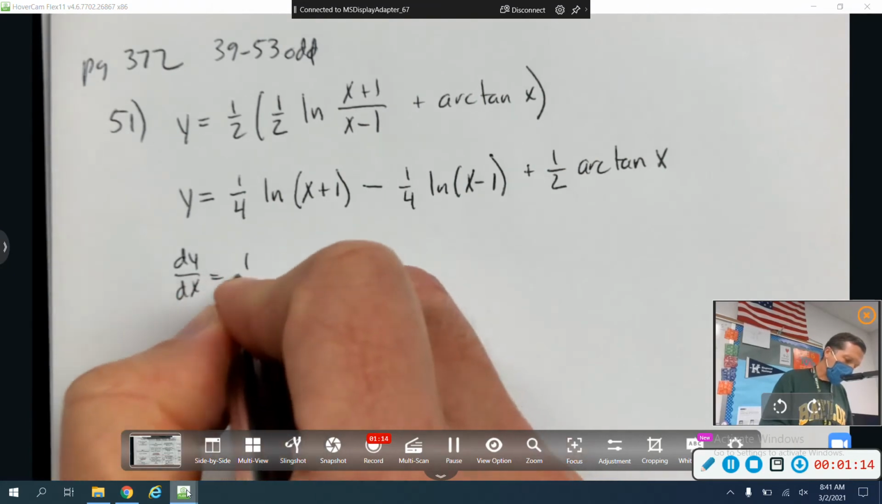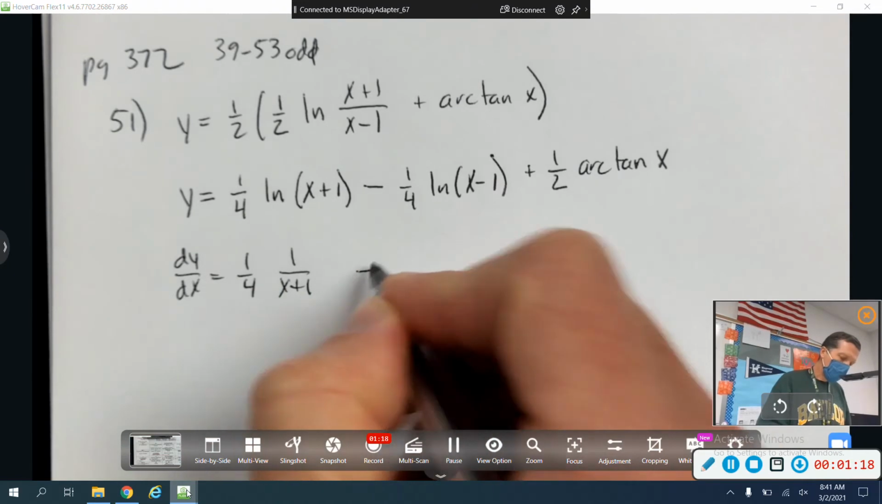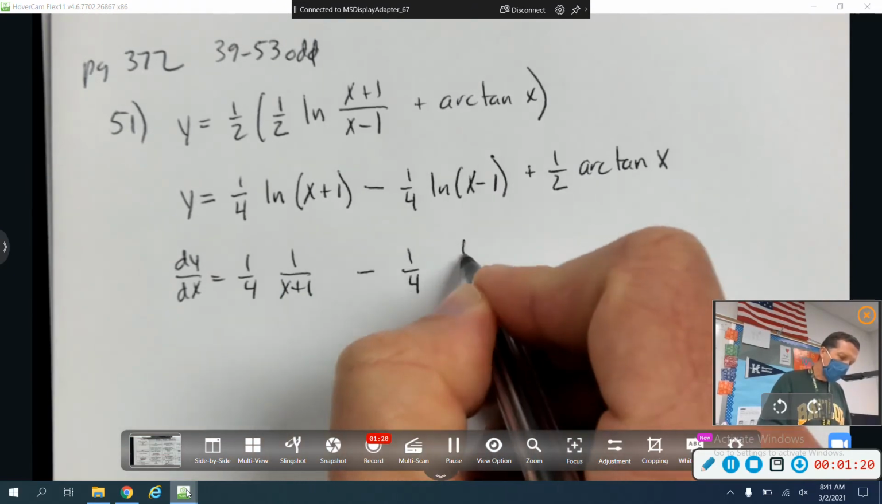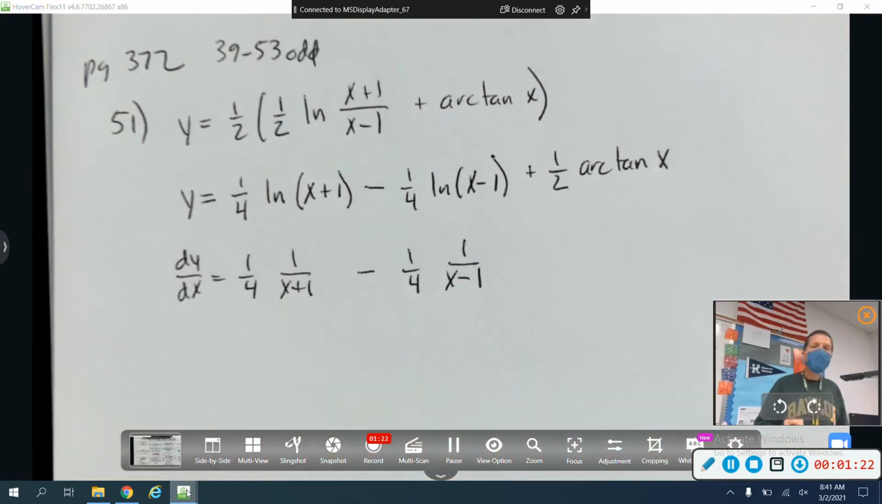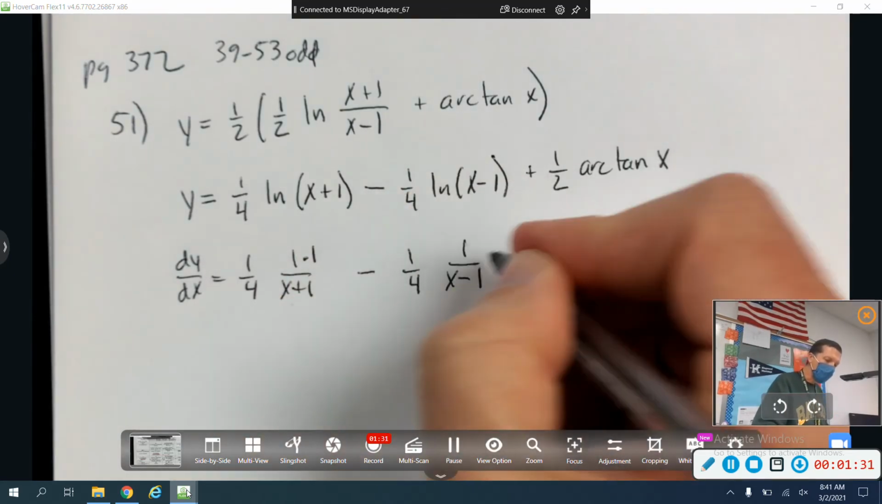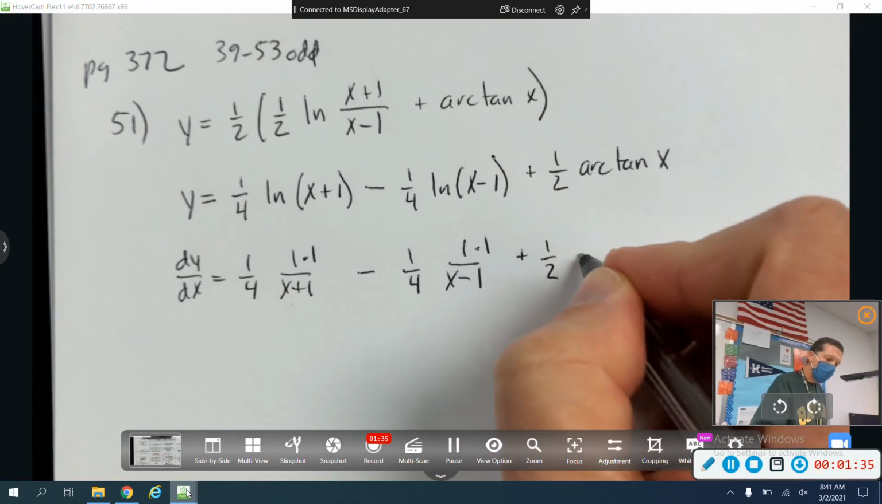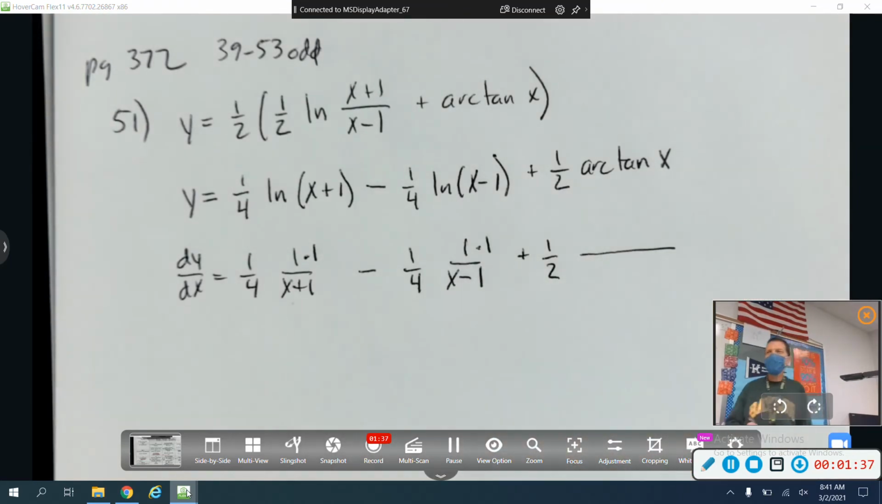So dy/dx is 1/4 1 over x plus 1 minus 1/4 1 over x minus 1, right? Because derivative of natural log is 1 over the argument times the derivative of the argument. So I guess if you really want to show the chain rule, you'd put times 1 on there. Plus 1/2. Okay, arctangent. It's been the full 24 hours since I've done arctangent.